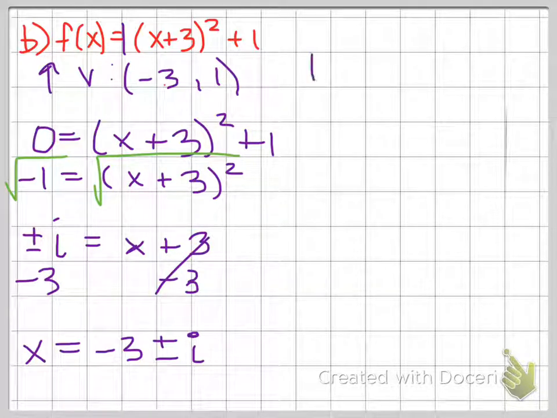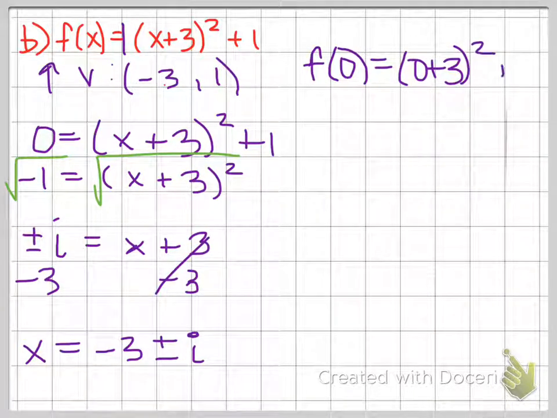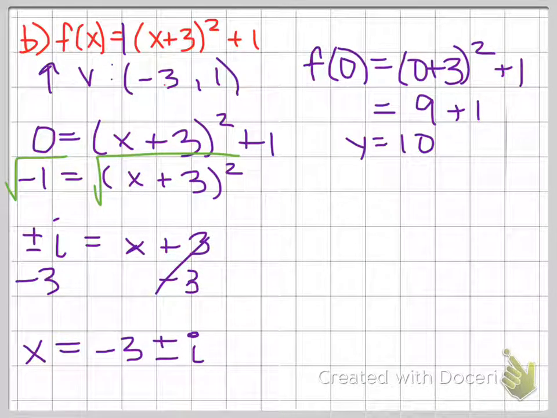Now we find the y-intercept, so I plug in 0. So I'm going to have 0 plus 3, the quantity squared, plus 1. So this will give me 9 plus 1, so our y-intercept is equal to 10.